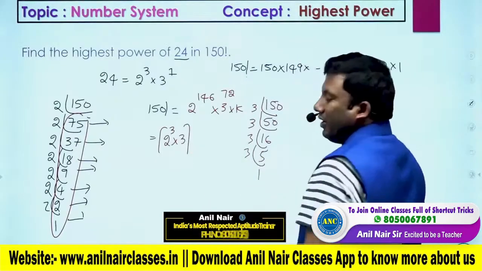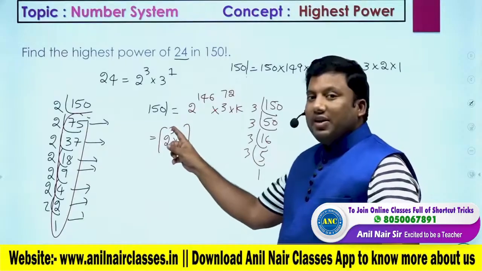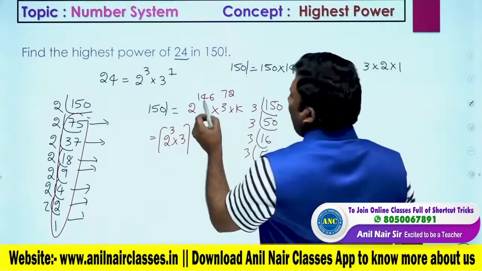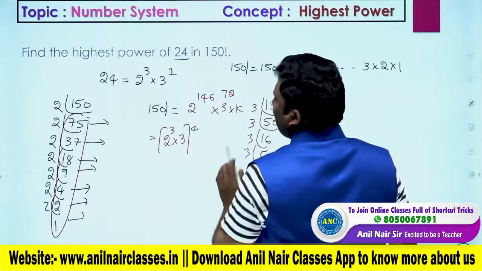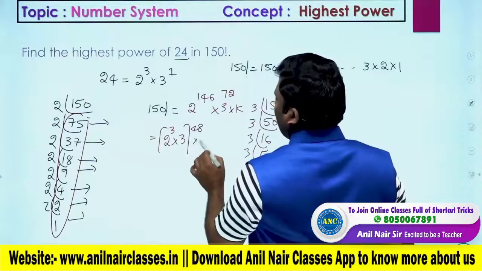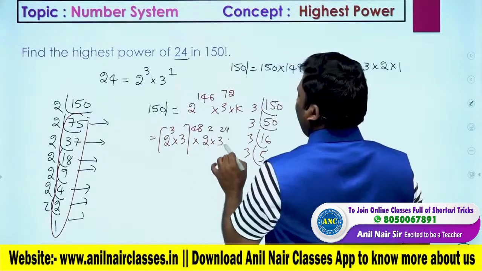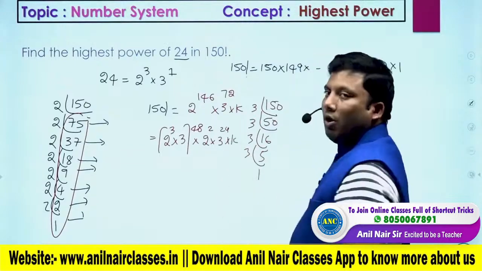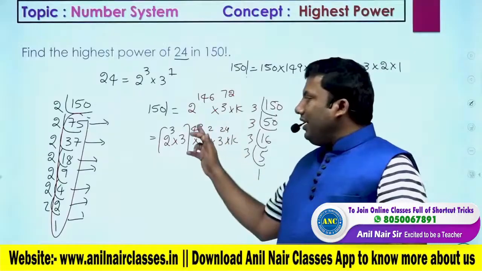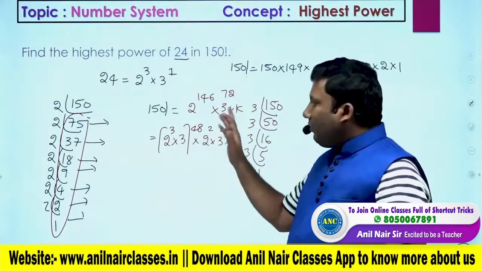Can I take 24 power 72? If I take 72, 72 3s are 216, which I am not getting. So I will take 146 divided by 3. 3 4s are 12, 3 6s are 18, so 48 into 3, leaving 2 square into 3 power 24 into k. I hope it is clear to you why I wrote it as power 48. 48 3s are 144, remaining 2 square, 3 power 48.